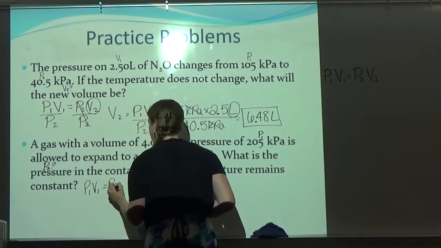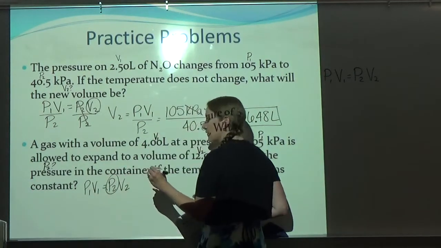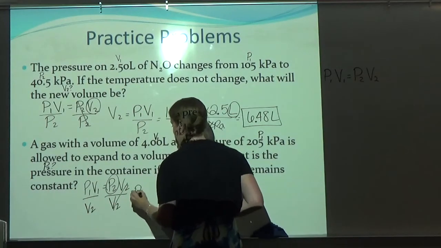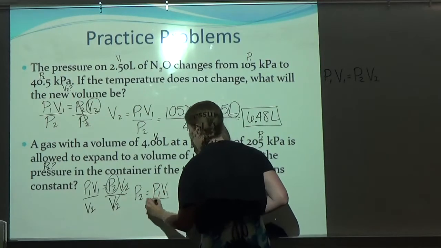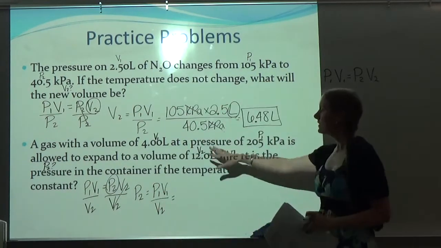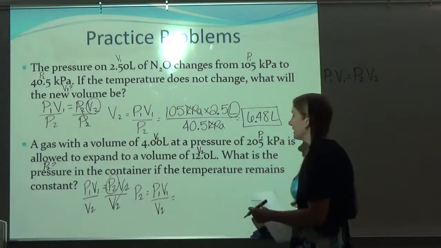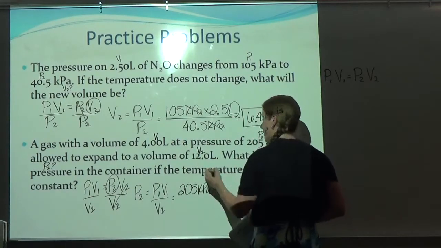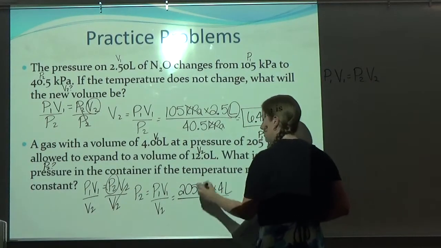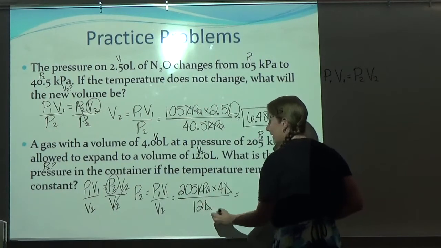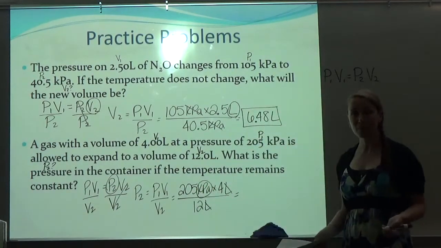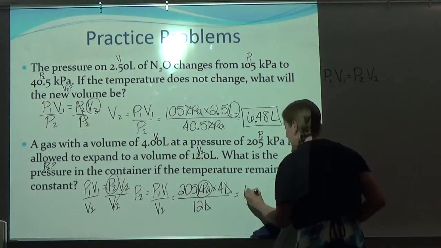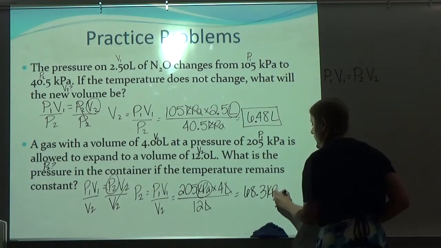All right, so I've got to rearrange my formula. P1V1 equals P2V2. This time we're solving for P2, so the way we get V2 on the other side is just divide. So P2 is P1V1 over V2. And then once you've labeled everything in the question, it's super easy to just plug it in. So my P1 is 205 kPa. My V1 is 4 liters, and my V2 is 12 liters. So those liters cancel, and this time I'm left with kilopascals, which is fine, I'm looking for pressure. And when I multiply the top and divide the bottom, I get 68.3, and my unit is kilopascals.